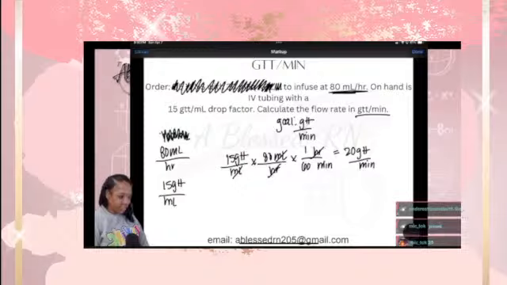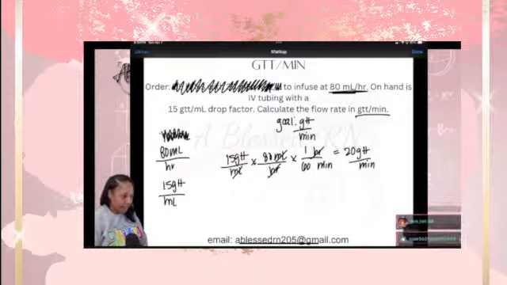Is this making sense? Is it clicking? I like it.